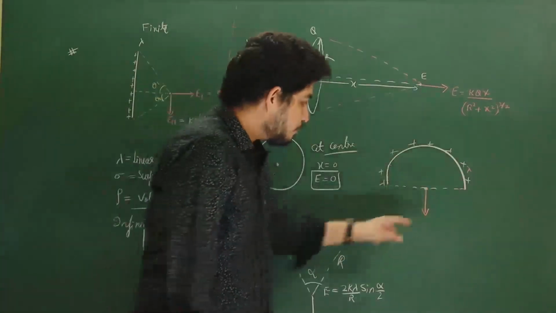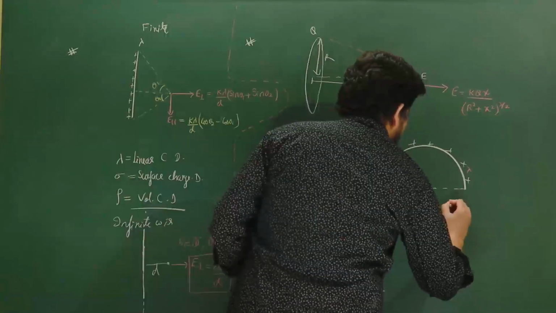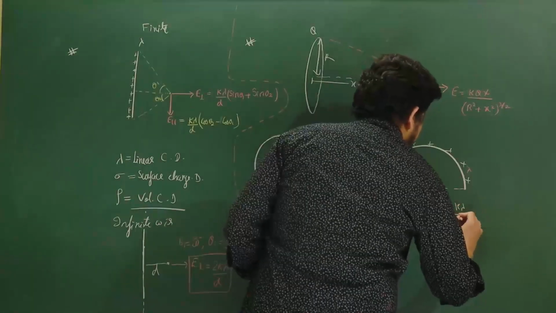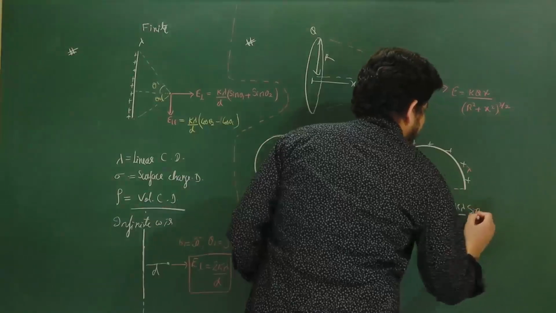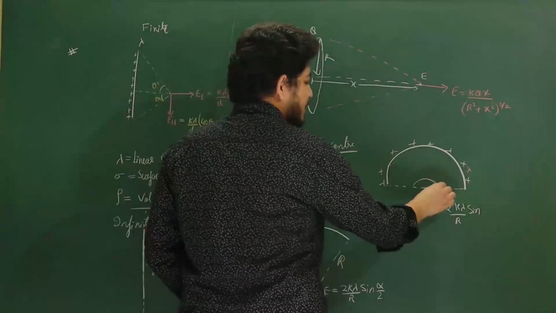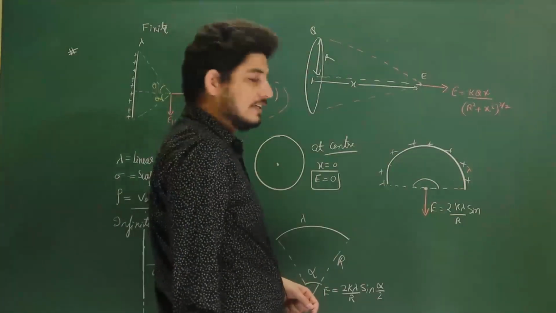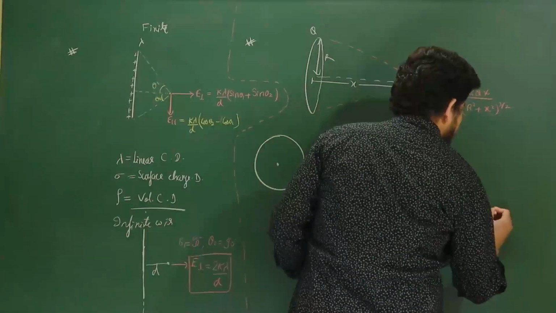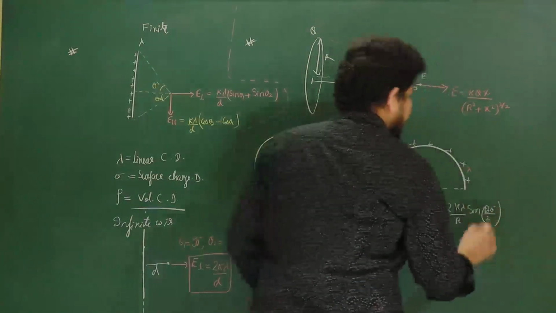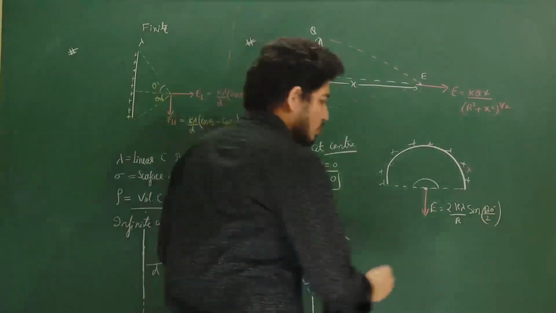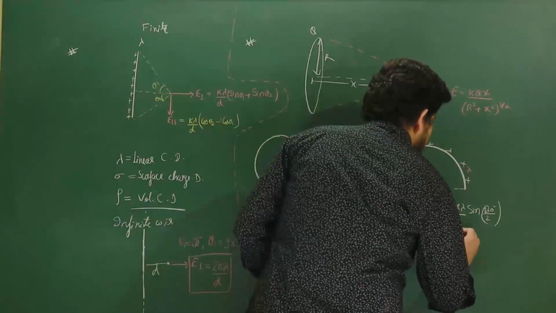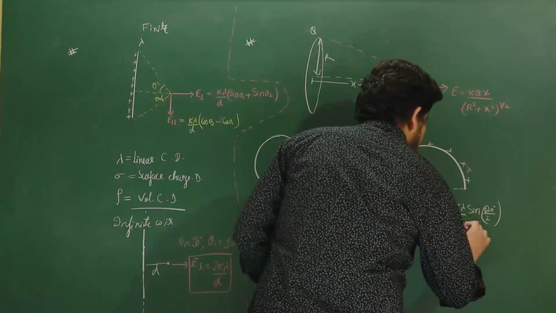So here the electric field will be equal to 2k lambda by r sine, what is alpha here? Alpha is the angle between these two lines and this is the 180 degrees here. So we will put 180 by 2, which is 90, and sine 90 is 1. So the answer will be 2k lambda by r.